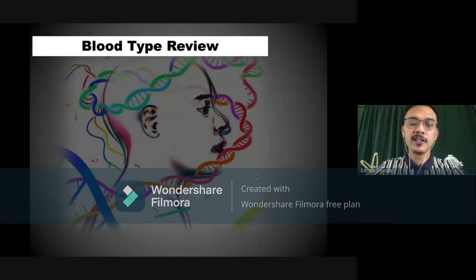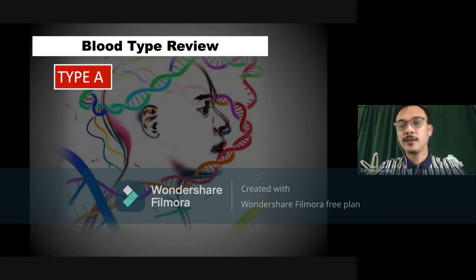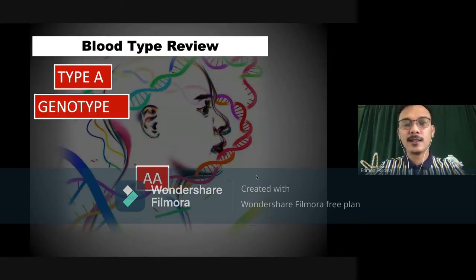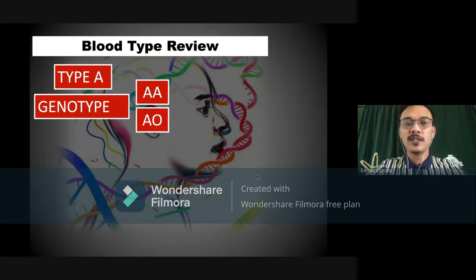Okay, so let's review first the different blood types and their genotypes. Blood type A has two genotypes, homozygous and heterozygous. Homozygous again is capital A, capital A. Heterozygous could be represented as capital A and an O, but other books may symbolize heterozygous type A with different letters. Others use capital A and small letter i. Others use capital A and small letter a. But for this example, we are going to use letter O for the heterozygous blood type A.